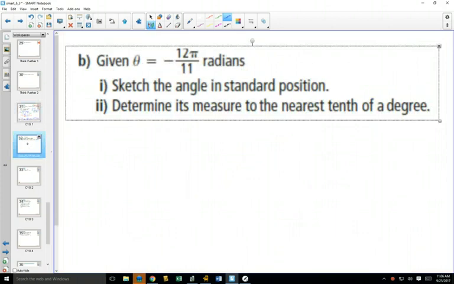So in part B, we've got negative 12 pi over 11, and in the first part, it's asking you to sketch that. The one thing you're going to find about radians, since you haven't used them as much, is you're not as comfortable thinking about negative 12 pi over 11 as an actual value. If someone said how big is 220 degrees, you probably have an idea what that looks like. If I say 12 pi over 11, probably there's nothing in your head, just a big question mark. So we're going to learn those things.